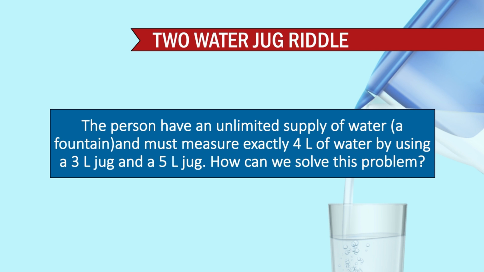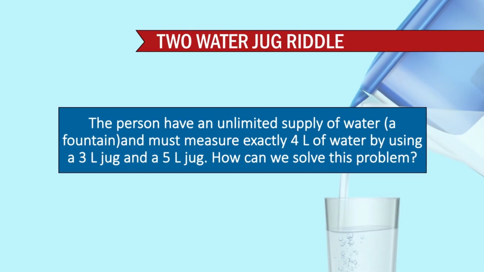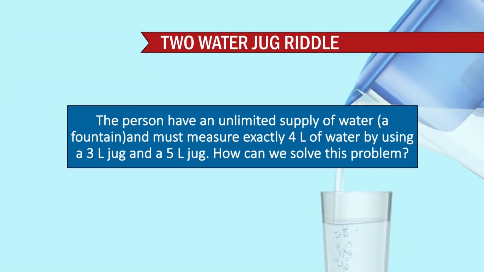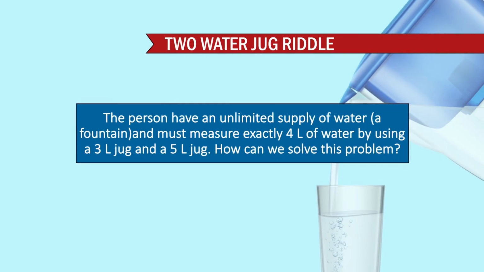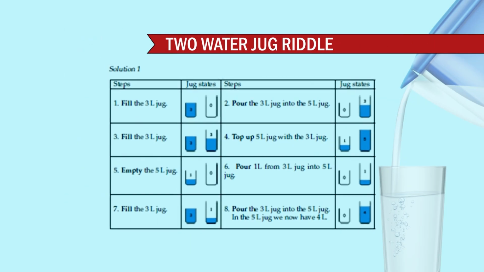Because no measurement instrument is available and the person only has a 3 liter jug and a 5 liter jug, and the requirement is to measure exactly 4 liters, any amount of water can be thrown out, or any amount of water can be collected by the person. So, one of the possible solutions is that firstly the person fills the 3 liter jug and transfers all the water in the 3 liter jug into the 5 liter jug.